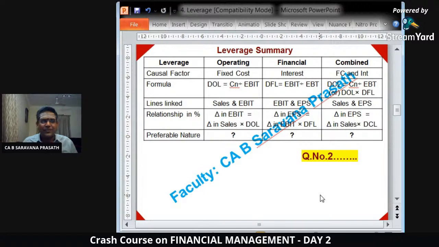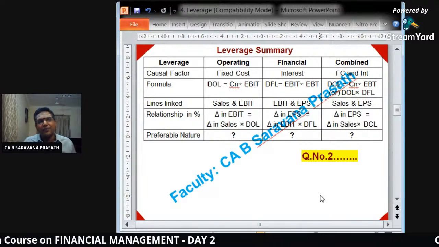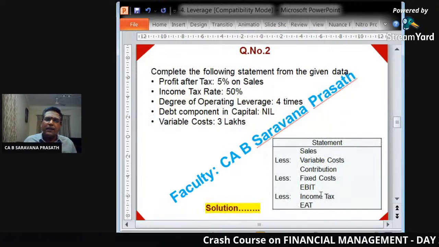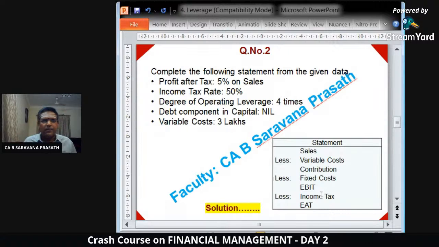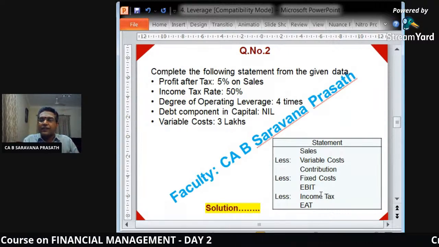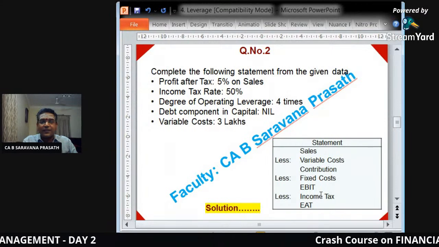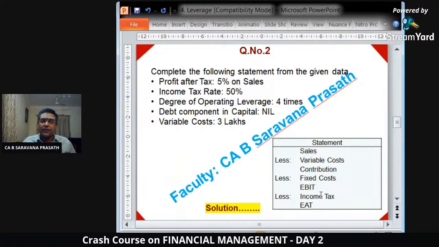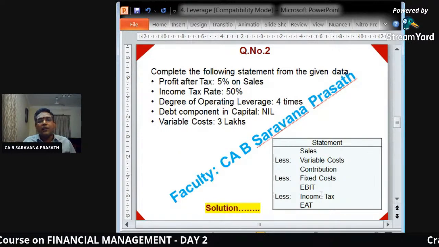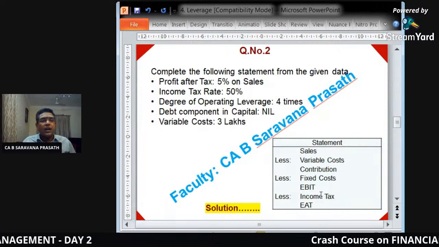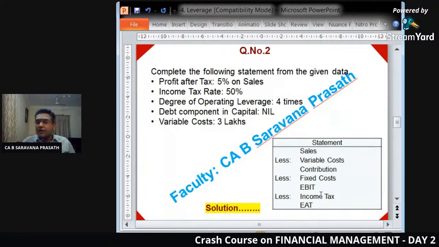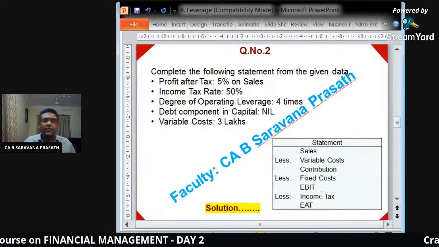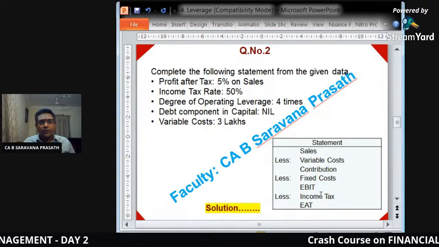We will now take another question relating to computation of numbers based on this leverage concept. I would like you to look at this question. Complete the following statement from the given data. Profit after tax is equivalent to 5% on sales. Income tax rate is equivalent to 50%. Degree of operating leverage, 4 times. Debt component in capital, nil, no debt. Variable cost is equivalent to 3 lakh. This is the information. The statement is also part of the question.